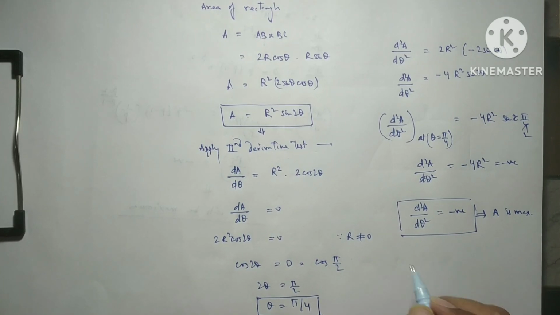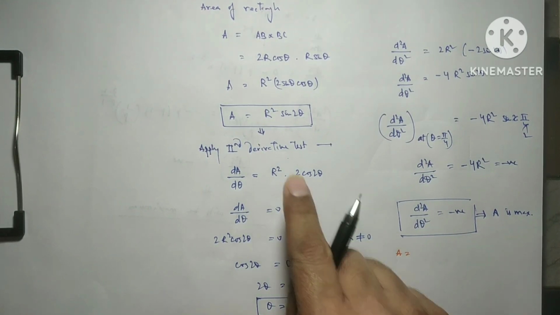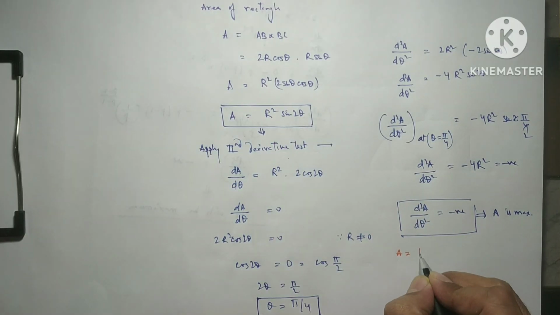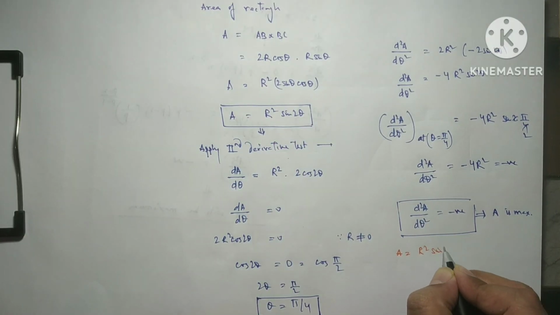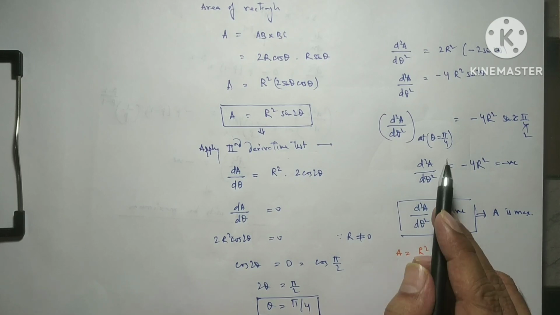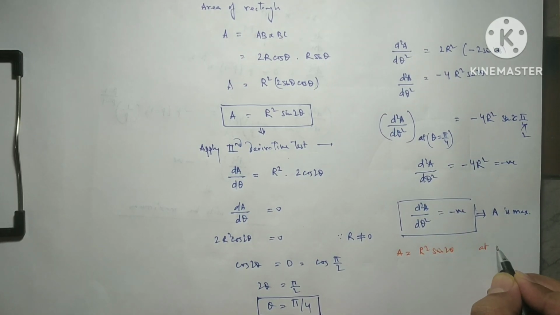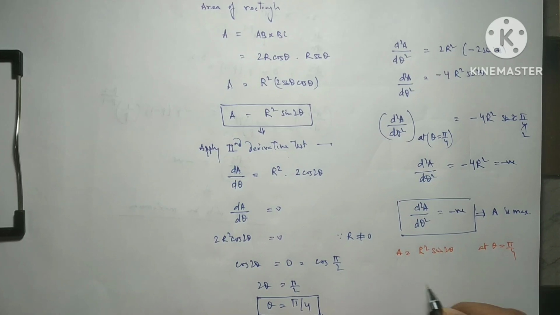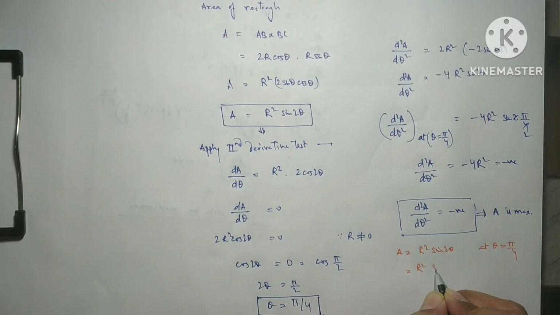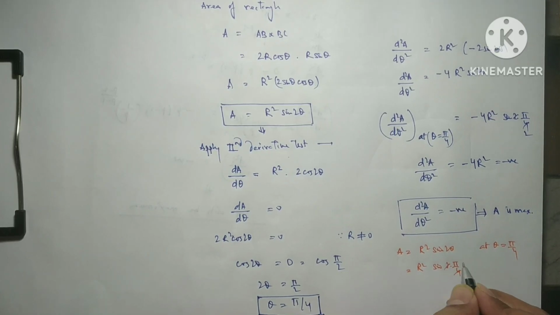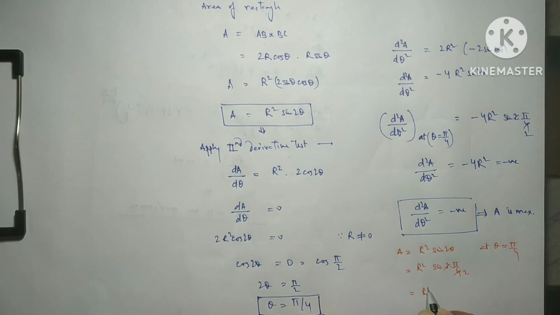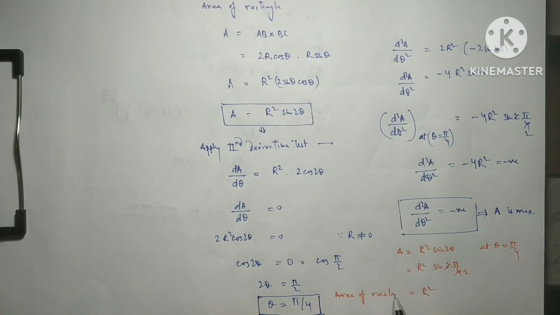And the value of the area, so A is r square sin 2 theta. So at theta equals pi by 4, it will be r square sin twice of pi by 4. So cancel this, sin pi by 2 is 1, so it will be r square. So the area of the rectangle is r square. So this is the answer.